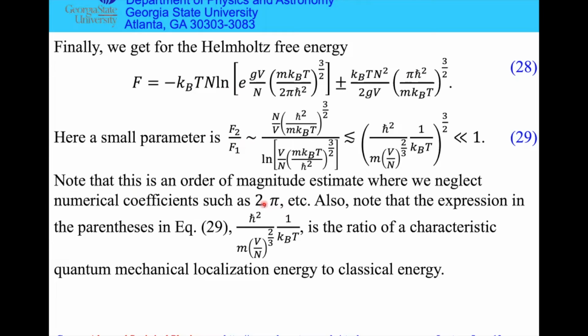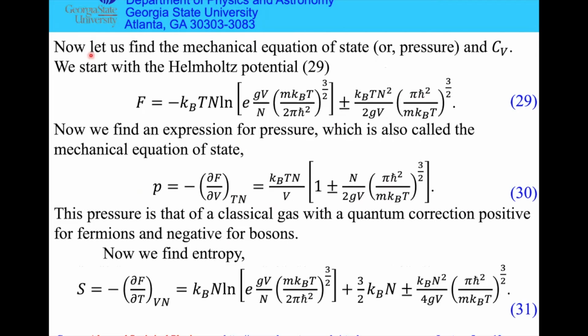And as I mentioned already, we neglect coefficients, 2 pi and so on. And that's what I already told you. The expression in parentheses is the ratio of quantum mechanical localization energy to classical energy. Let us find the thermodynamics of the almost classical ideal gas with the first quantum correction. We'll find pressure and CV. We start with the Helmholtz free potential. We repeat it here. And this again is the leading term. It describes completely classical gas. And this is the leading quantum correction.